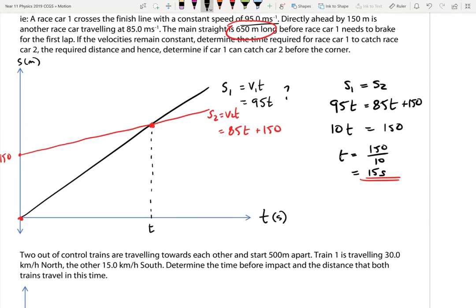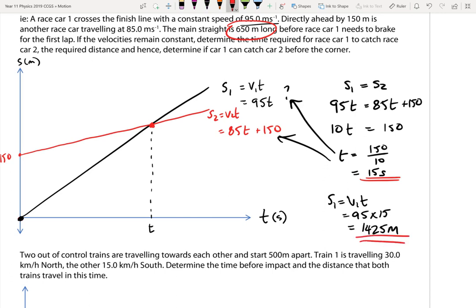So you can throw this time back into either equation. And generally, one's going to be easier than the other. One might be a quadratic. In this case, they're both pretty easy. But we need it with reference from the start-finishing line, so we're going to use the black line and go S1. And it turns out that he needs 1425 metres. So the answer is no. He wouldn't be able to do it. He would need 1,425 metres to approach.